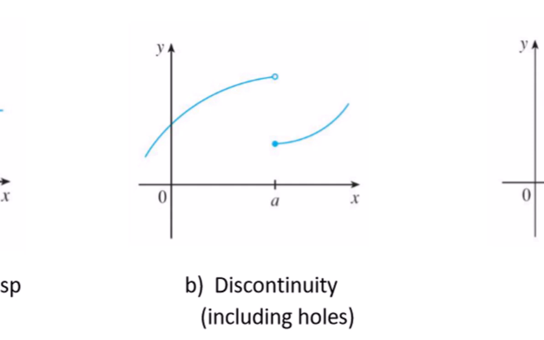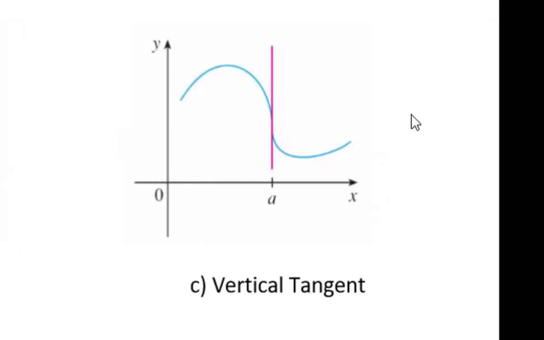In our second graph, there's a discontinuity. Now, those discontinuities can also include holes, but basically, if it's at an endpoint, we cannot draw any specific tangent lines at those points, so the derivative does not exist. In our very last graph here, if there is a tangent line that's vertical at that x value, remember the slope of a vertical line is undefined, therefore the derivative is undefined.